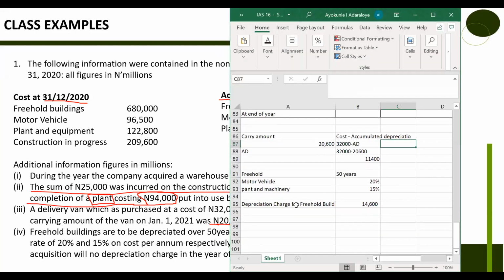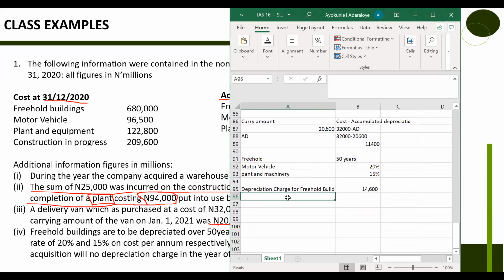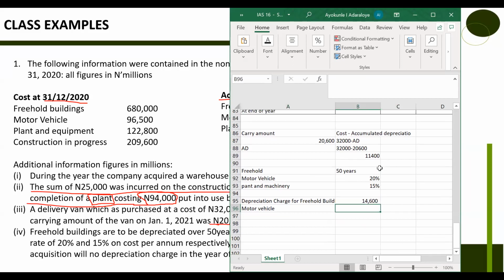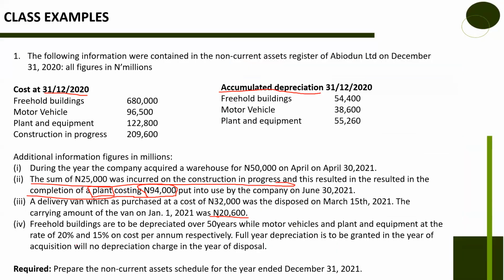Okay. So we do this for depreciation for freehold building. We also do our depreciation charge for motor vehicle, and motor vehicle is to be charged at 20% on cost. See it here: motor vehicle and plant are to be charged at a rate of 20% on cost per annum, respectively.